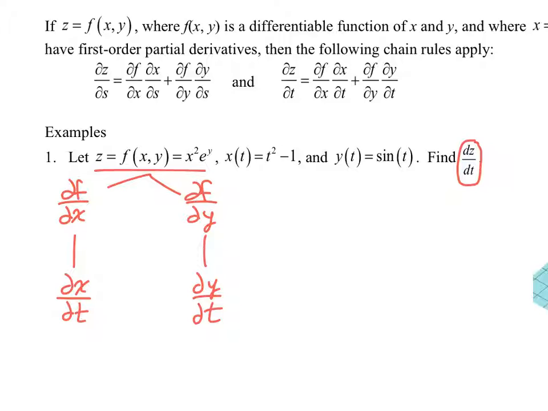So what I would do at this point is take a look at my ingredients and say, okay, these are the things I need. My first order partial with respect to x is going to be 2x times e to the y, because e to the y we're treating as constant. There's no x in the e to the y, so e itself is a number. That's like saying 2 to the third. What would that be? It's just a constant multiple. Then the derivative of x with respect to t is going to be 2t.